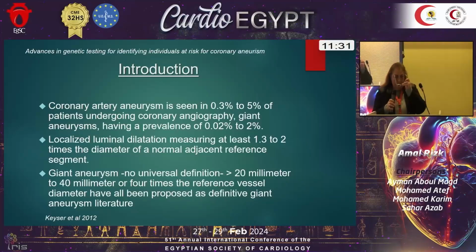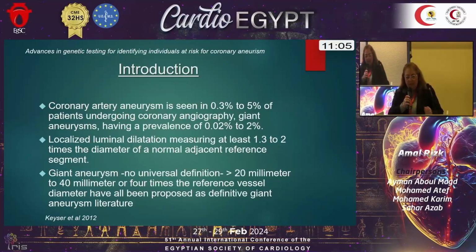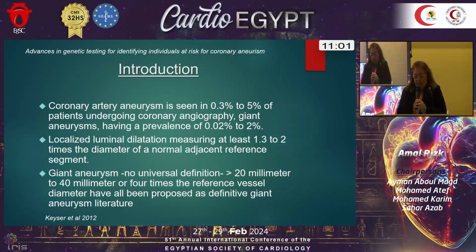As we know, coronary artery aneurysm is seen in 0.3% to 5% of patients undergoing coronary angiography, as mentioned before. Giant aneurysms have a prevalence of 0.02% to 2%. A localized luminal dilatation measures 1.3 to 2 times the diameter of a normal adjacent reference segment, whereas a giant aneurysm is more than 20 to 40 millimeters, or 4 times the reference vessel diameter.